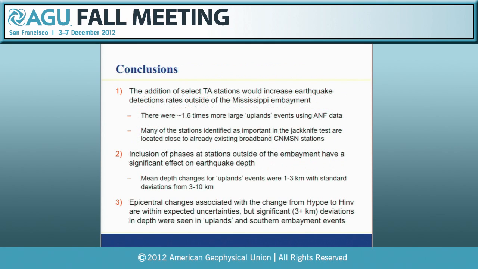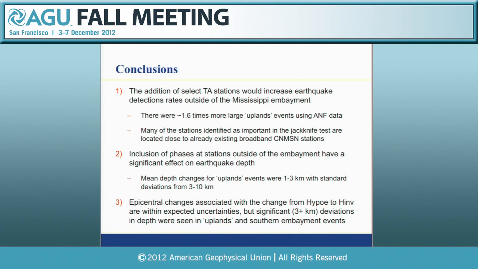So in conclusion, the addition of select TA stations is going to increase earthquake detection rates outside the embayment. I saw about 1.6 times more large events outside the embayment using ANF data. If you just didn't consider whether or not those were blasts, that would be 9.6 more events in the ANF catalog.